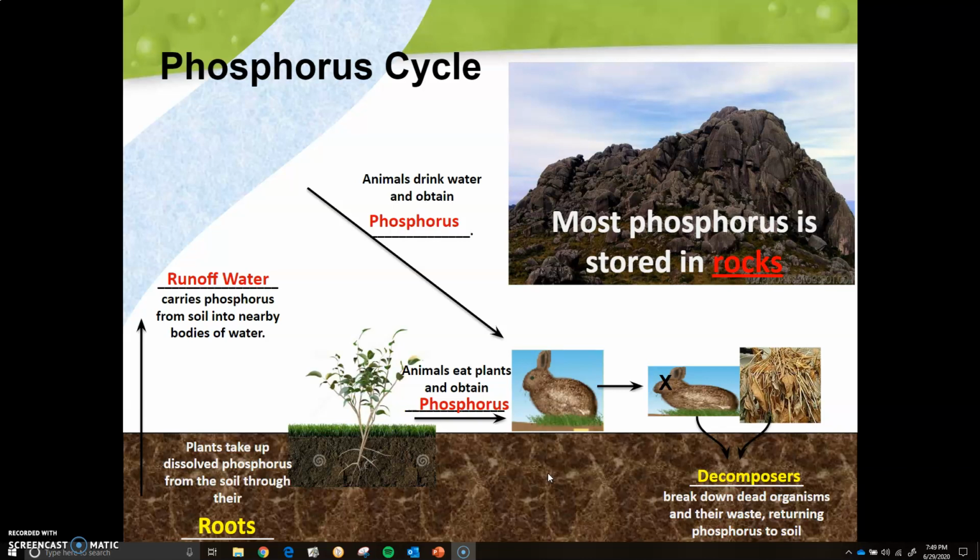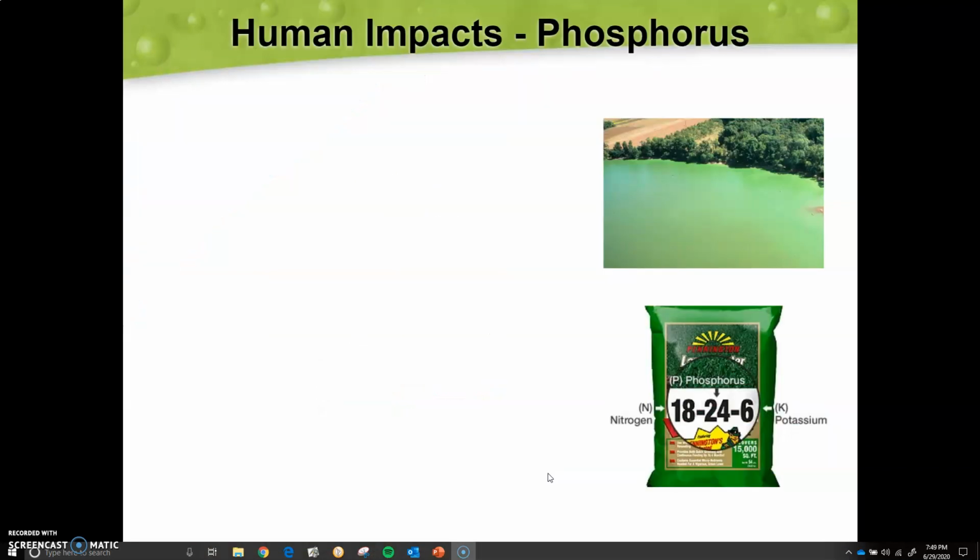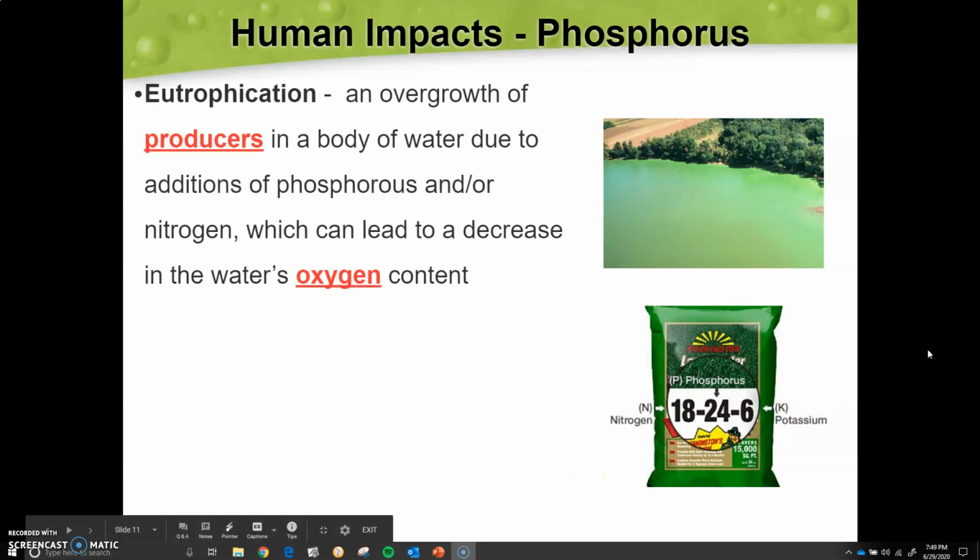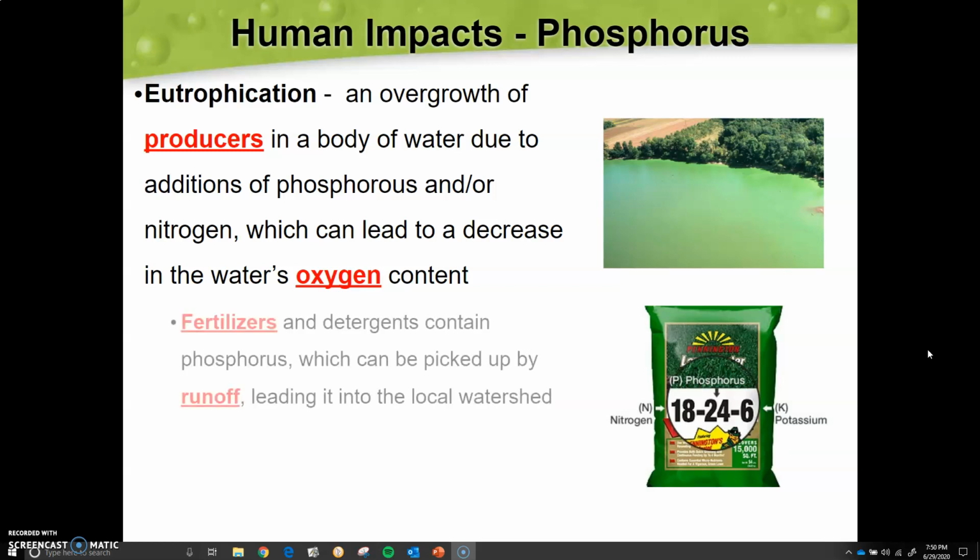Okay. So on the slide, make sure you have the red words and yellow words filled in on your notes page. And then our last slide is going to be about human impacts for phosphorus. Just like nitrogen, phosphorus can actually cause eutrophication. If there's a lot of phosphorus going in, it's going to create more producers, and it's going to decrease that water's oxygen content as well.